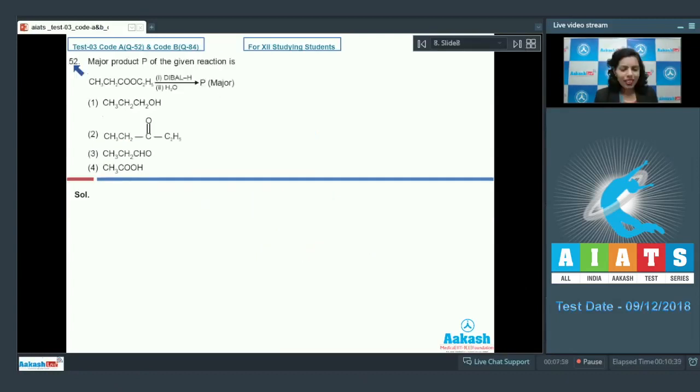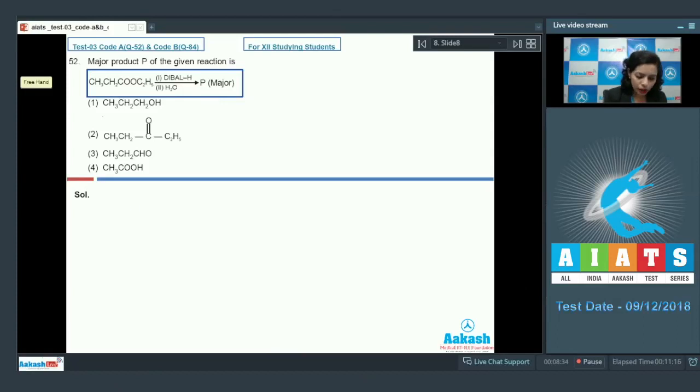Let's check the next question. Now question number 52. Major product P of the given reaction is. We have a certain reaction given here, and in this reaction, the reactant is an ester. And what's the reagent here? The reagent is diisobutyl aluminium hydride. And we know that diisobutyl aluminium hydride is a reducing agent, and that always results in the formation of aldehyde when it is reducing an ester. So when an ester is reduced by DIBAL, definitely an aldehyde would be formed.